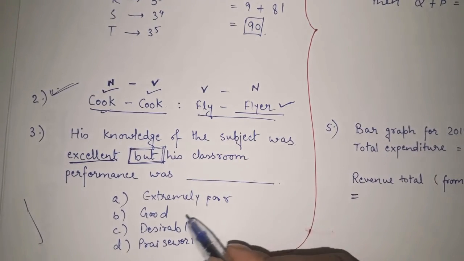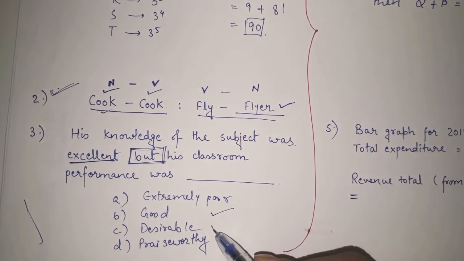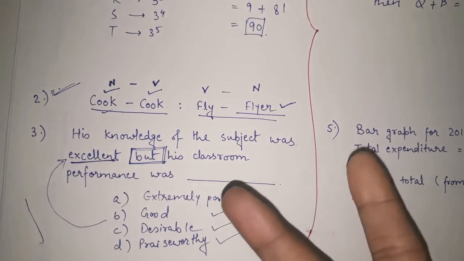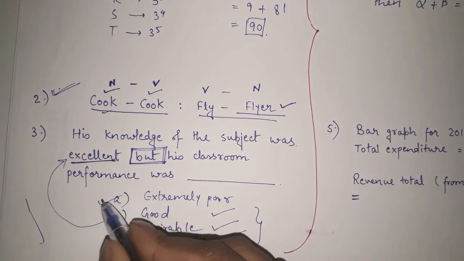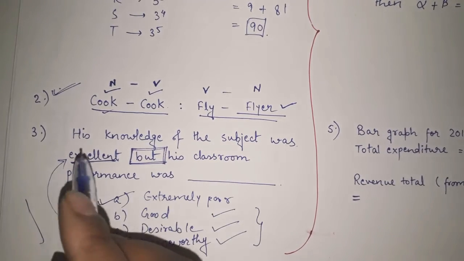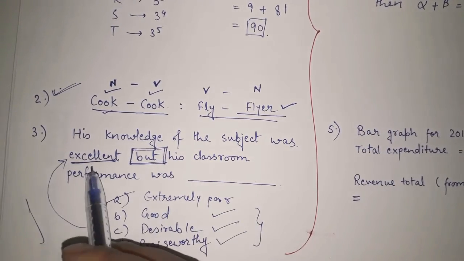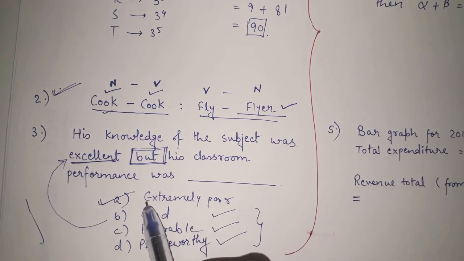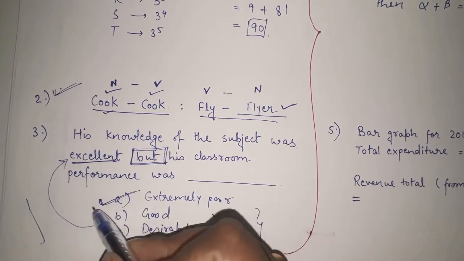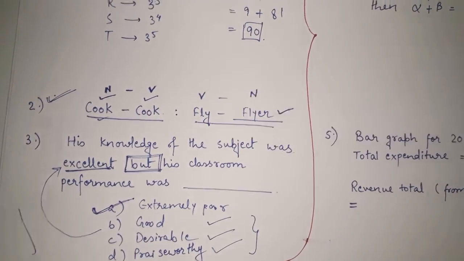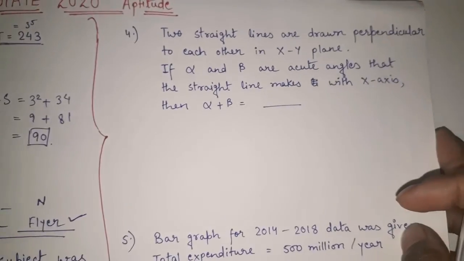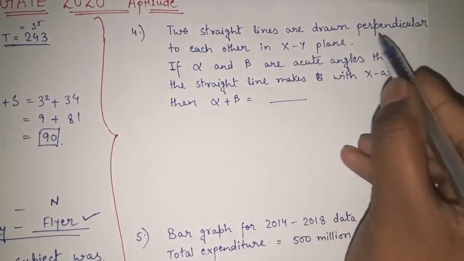Now if we look at the options, we have good, desirable and praiseworthy. All these three go with excellent, they are not opposite to excellent, right? So the only option left is extremely poor, so it will go here because it is contradicting. So the statement will be his knowledge of the subject was excellent, but his classroom performance was extremely poor. So this makes sense, right? So the correct answer here is extremely poor.